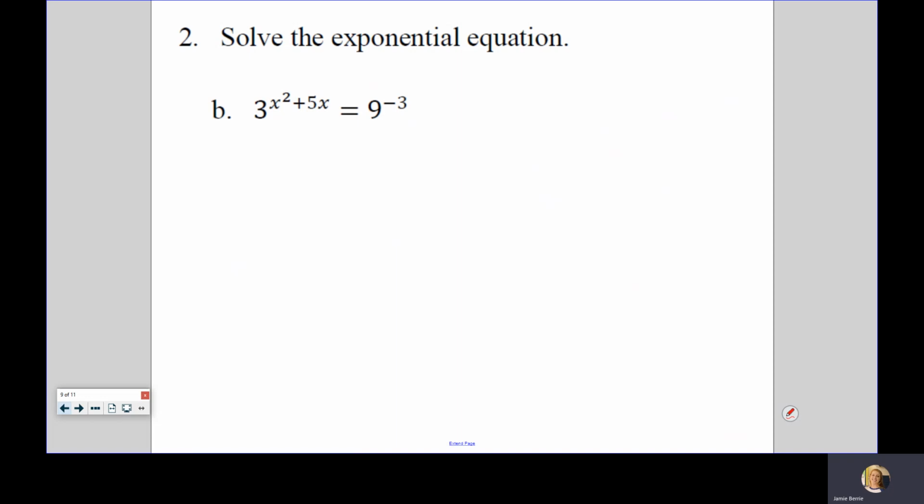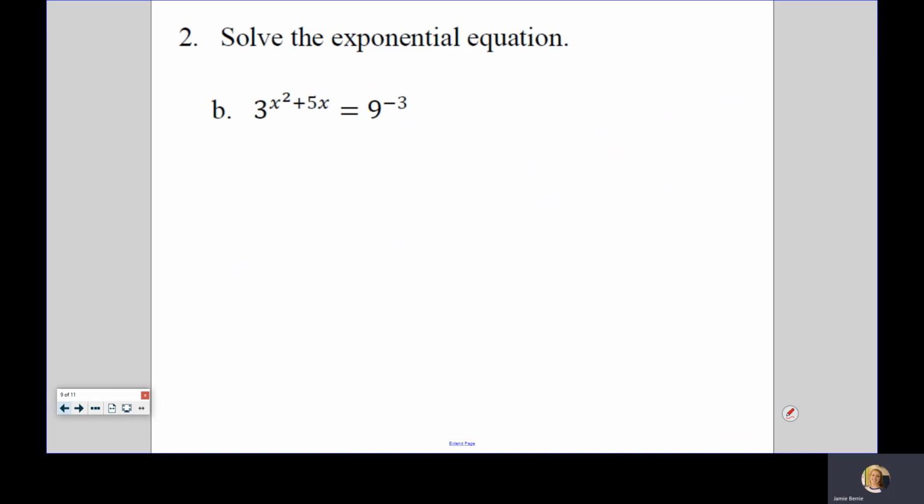All right, oh yeah, my bad, I actually have 4 parts here, A, B, C, and D. I like this one. This is usually the easy one that I put on the test. We have 3 to the x squared plus 5x equals 9 to the negative 3. Our bases here are whole numbers. We can see that the exponential expression is already by itself. It's got the variable and the exponent.